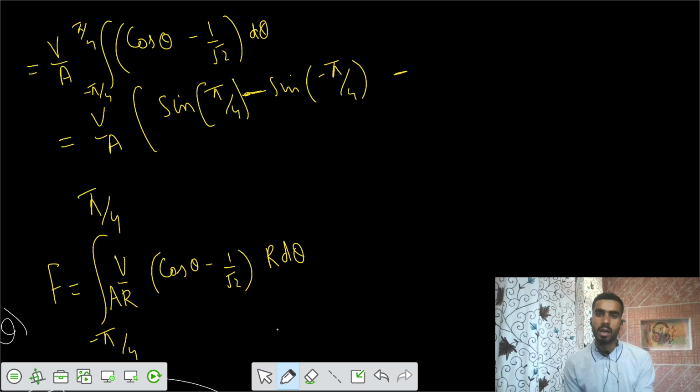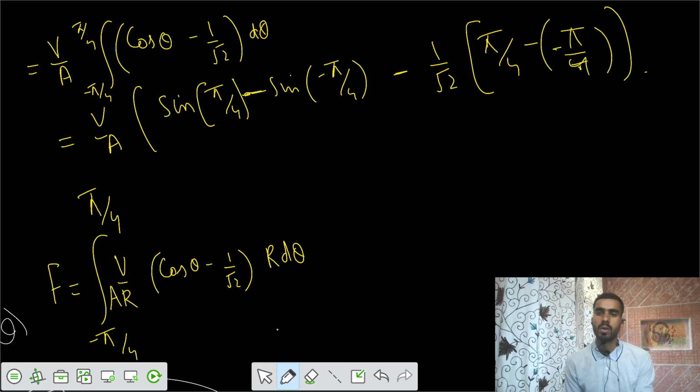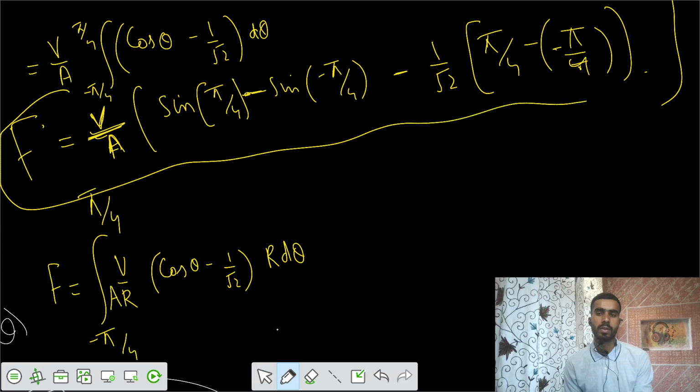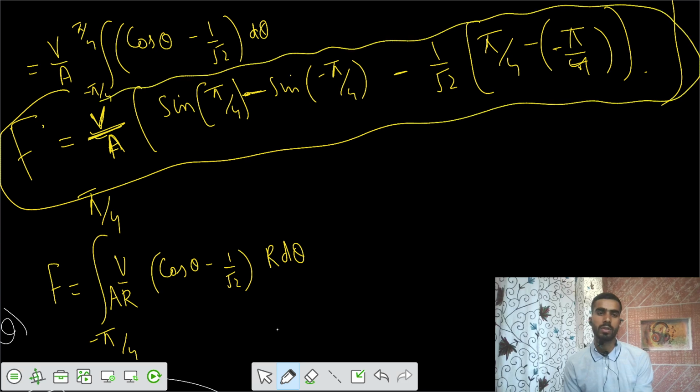Similarly, you can get 1 by root 2 of theta, and the value of theta would be pi by 4 minus minus pi by 4. Okay, so you got this final value. Once you know the shear force and once you know A, you get the value of the horizontal force. This is your F, the final force F equals this one.